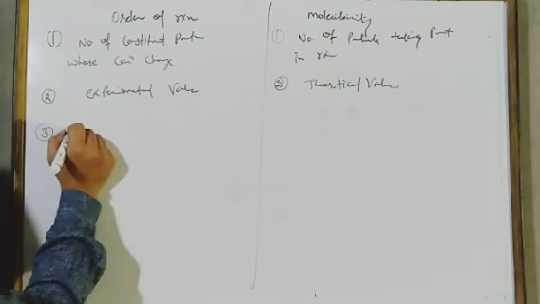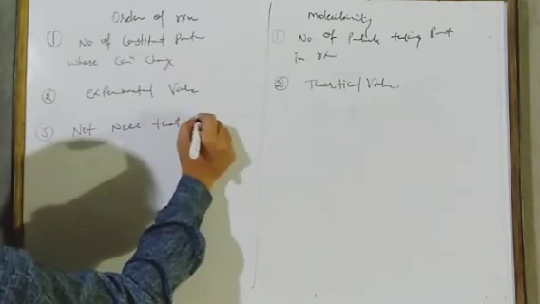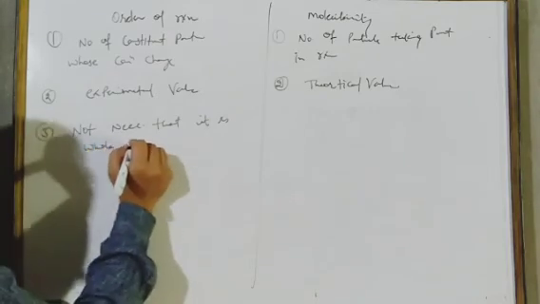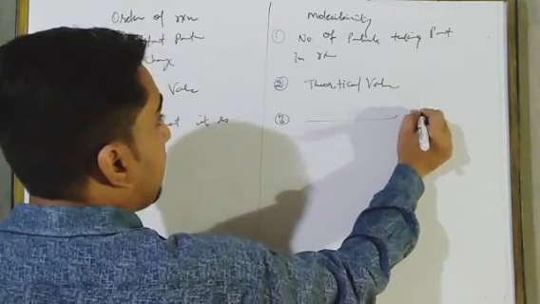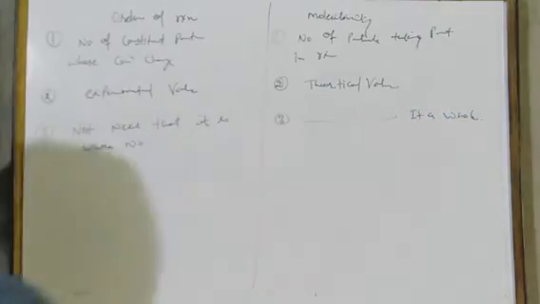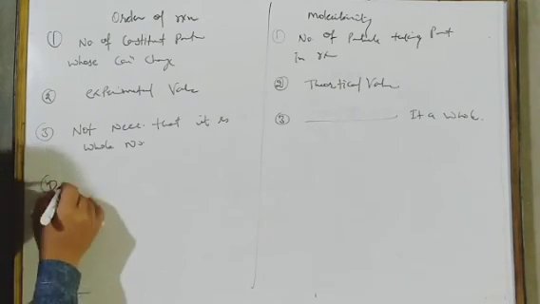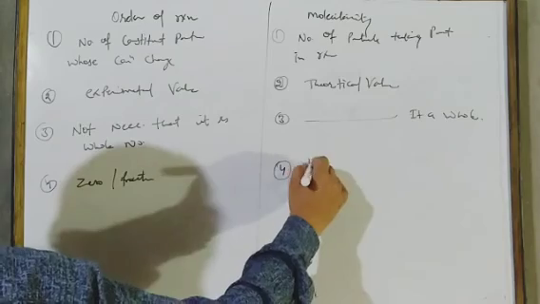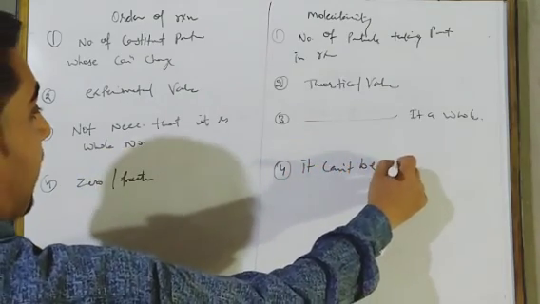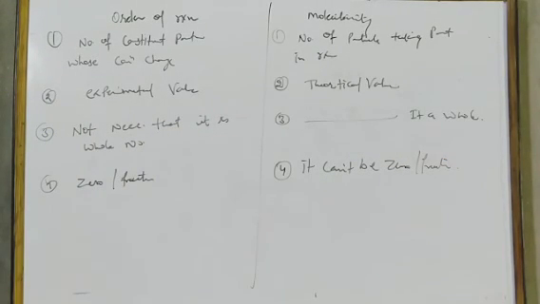Third, it is not necessary that order is a whole number. It can be zero or fractional, whereas molecularity is necessarily a whole number. It cannot be fractional. Order may be zero or fractional, but molecularity can never be zero or fractional. Okay? So these are the simple differences between the order of reaction and molecularity of reaction.